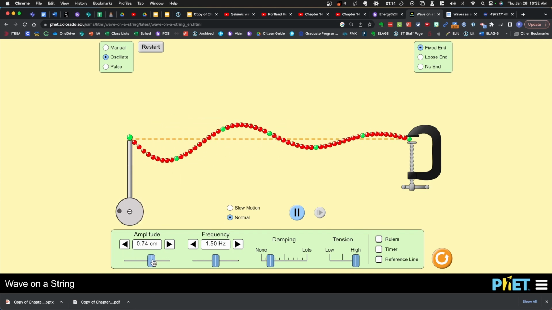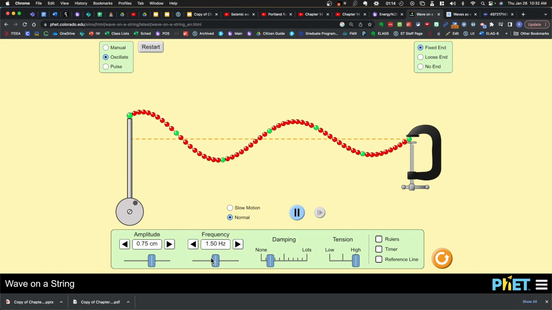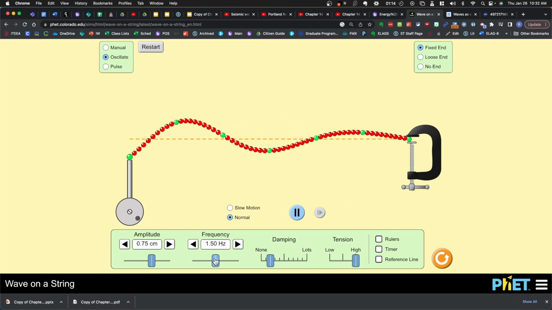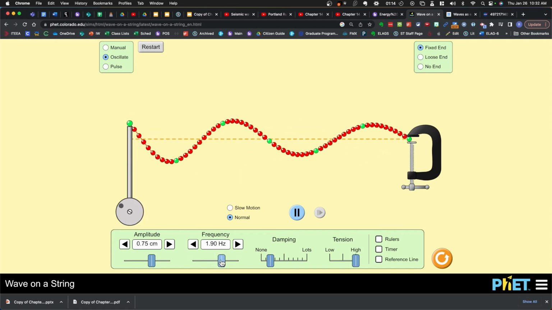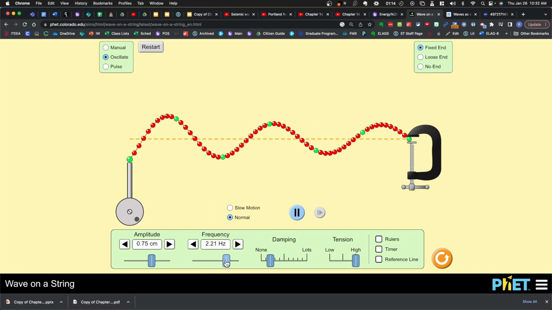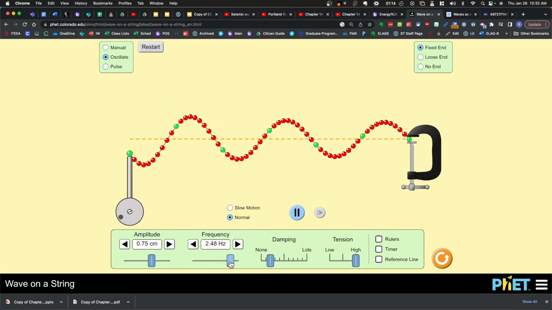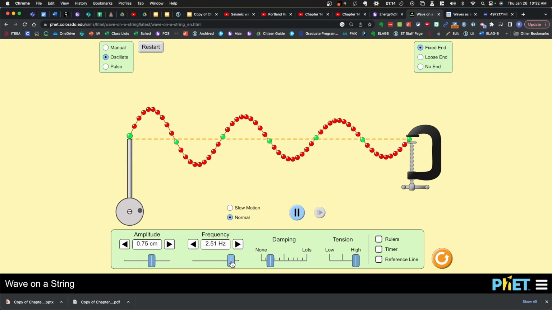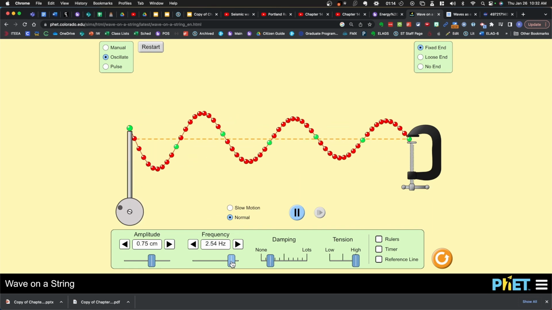I'm not going to change the amplitude of the wave, but I am going to change the frequency. So as I increase the frequency, notice that we get more waves in the same amount of time. But something else happens as well. The waves get shorter too.